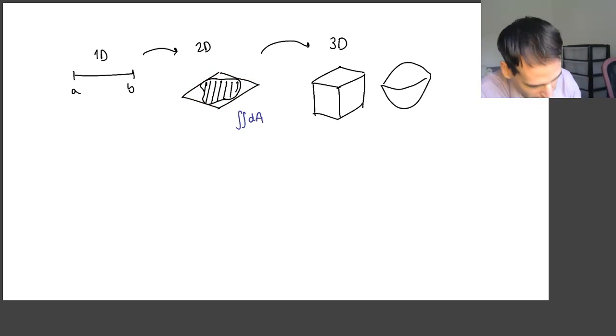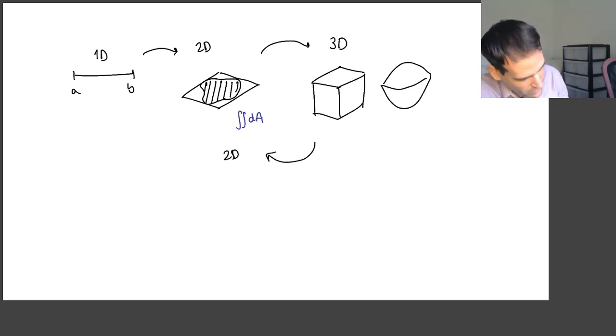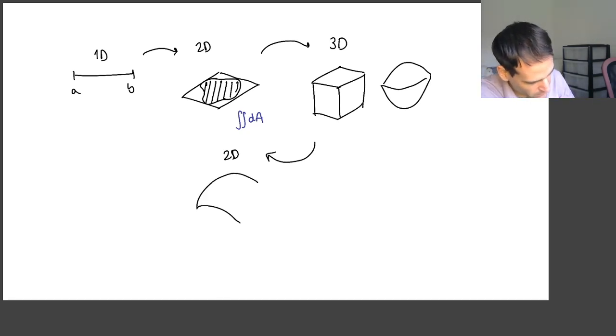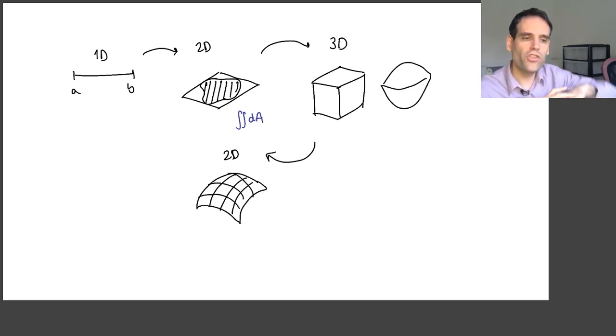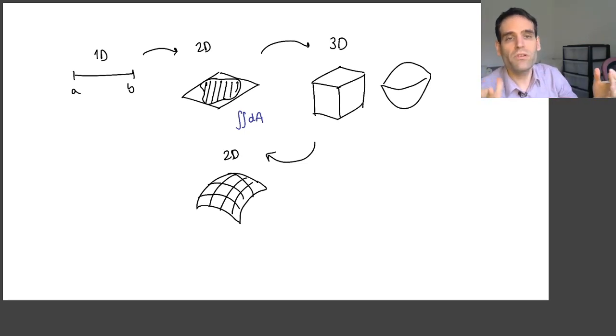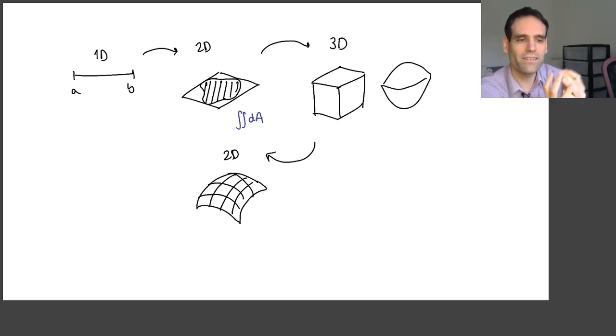Okay, so that's what I'm going to do now. We are going to work our way backwards. We are going to go back to 2 dimensions, but now our surfaces are going to be curved surfaces. So something like this. So we are going to be able to do integrals on curved surfaces. And for example, we will be able to calculate the surface area of a sphere.